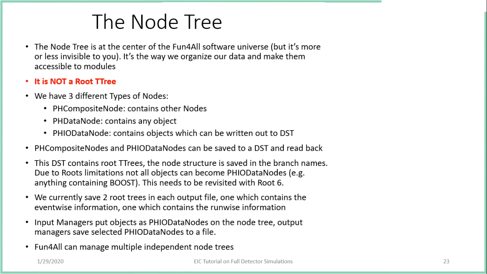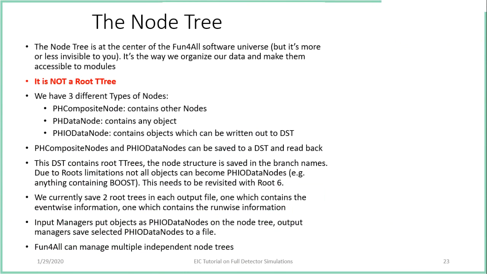The DST in itself now, physically it contains ROOT TTrees. So the node structure, technically is saved in the branch names, and for the I/O data nodes, there are some limitations from ROOT. In ROOT 5, anything containing Boost wasn't possible. We have to see how far ROOT 6 can take us there. So we are still working on that, see what possibilities are there. But basically, the I/O data nodes, the objects in there, they have to live with ROOT's limitations.